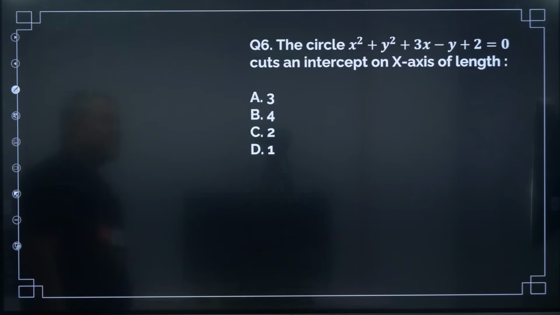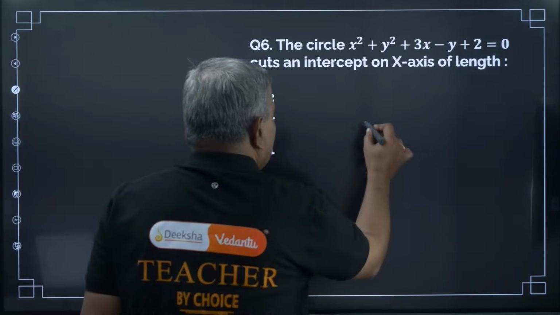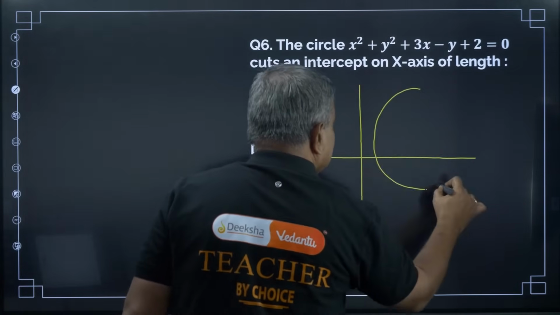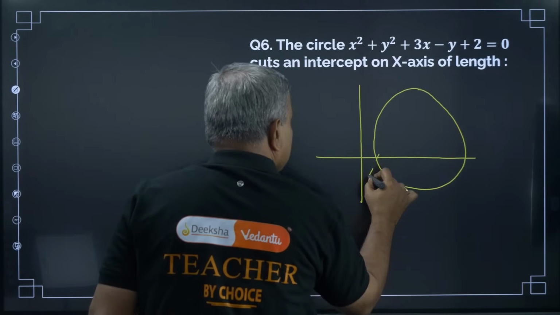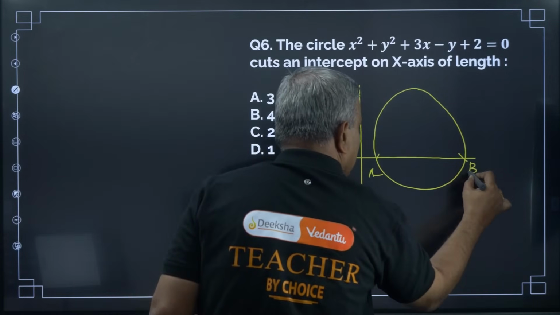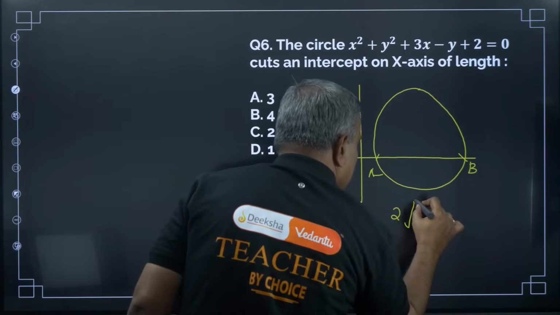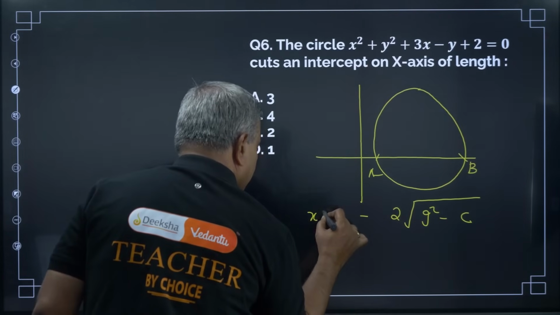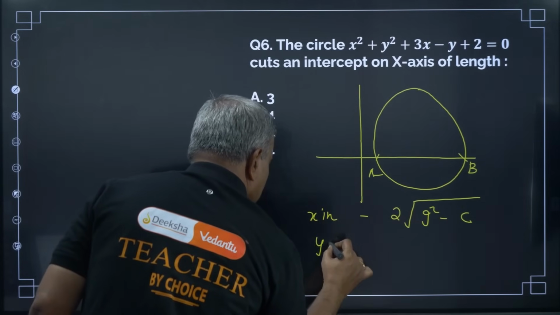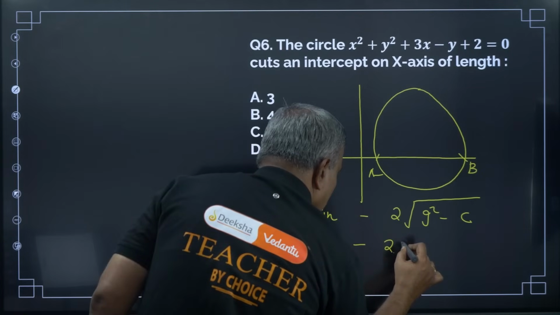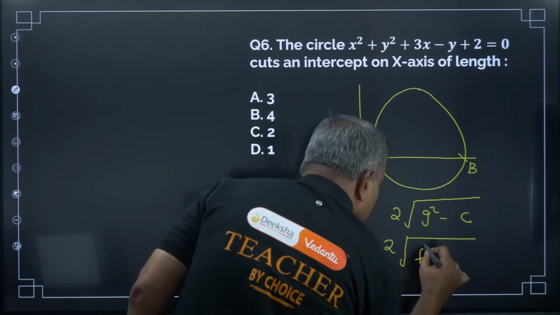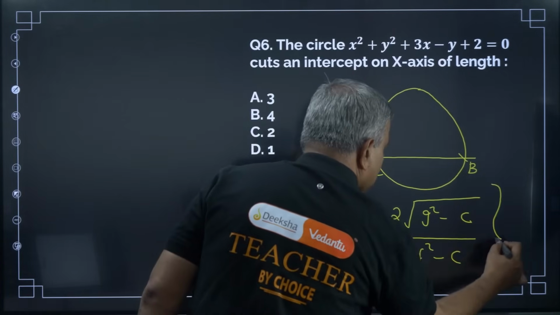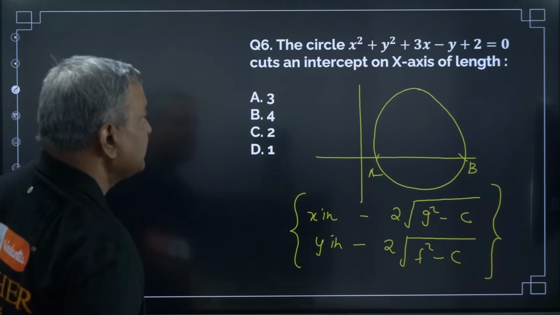The circle cuts an intercept on the x-axis. The diagram looks like this. Any circle cuts the x-axis. This is A, this is B. So the x-intercept is 2 under root of g square minus c. This is the x-intercept. For your information, the y-intercept will be 2 into under root of f square minus c. This is the concept. I wrote the x-intercept as well as the y-intercept, but they asked only for the x-intercept.